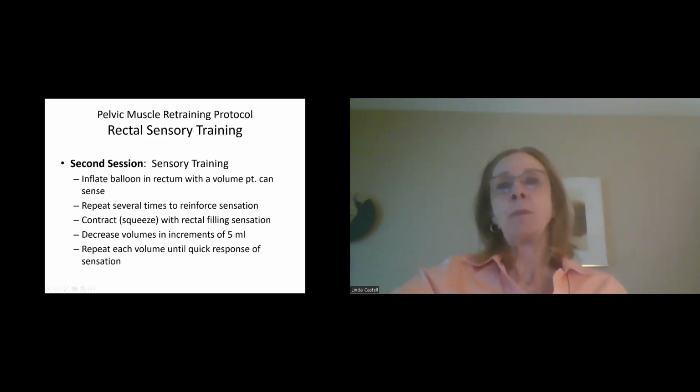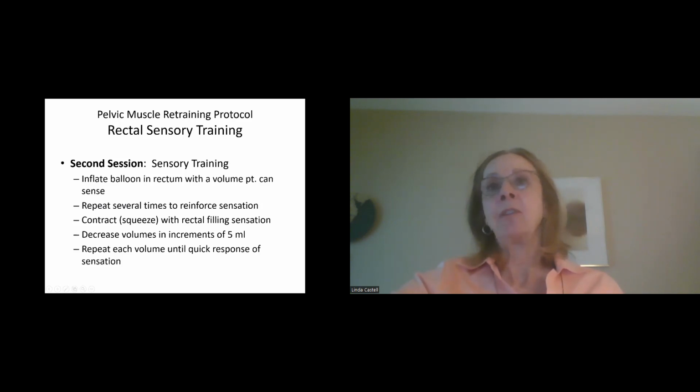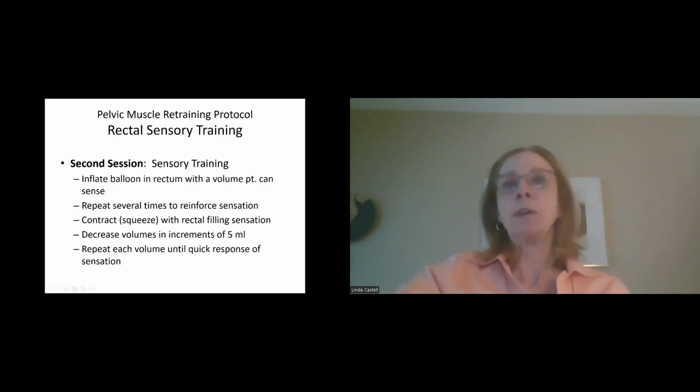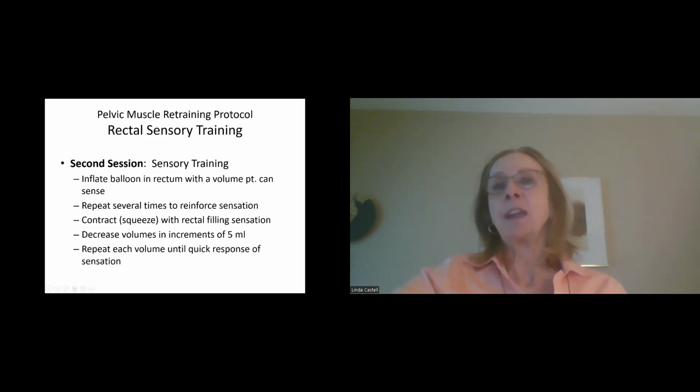Then what we're going to do, and the problem with this catheter is your patients are laying down, so position your patients so they can see the monitor. We're going to inflate the balloon to a volume that they can feel. So if you inflated the balloon to 40, they felt that, then we're going to go down to 35. If they felt 35, then we're going to go down to 30. So we'll go to a volume that they basically can't feel. You also know from your manometry study what volume they could feel. So we usually start with that volume, and then we start decreasing volumes by 5.